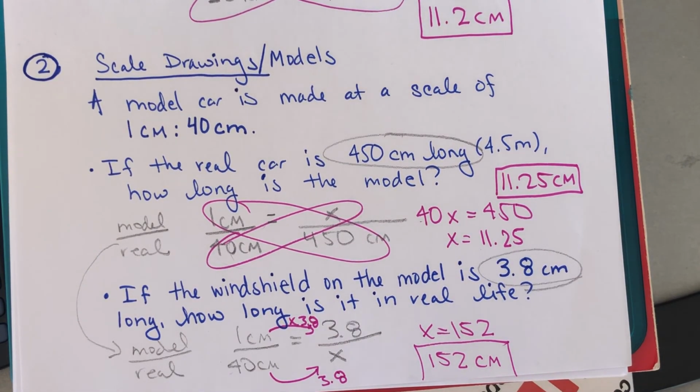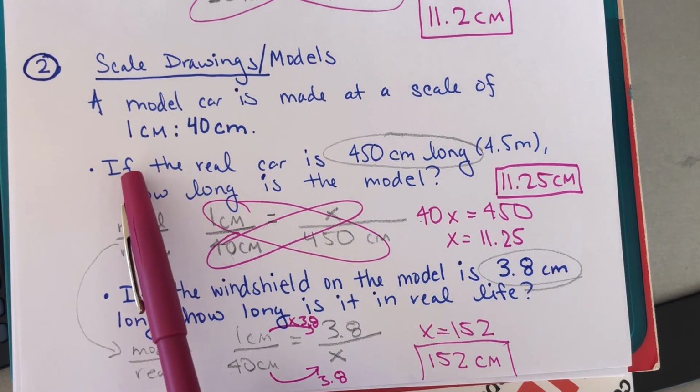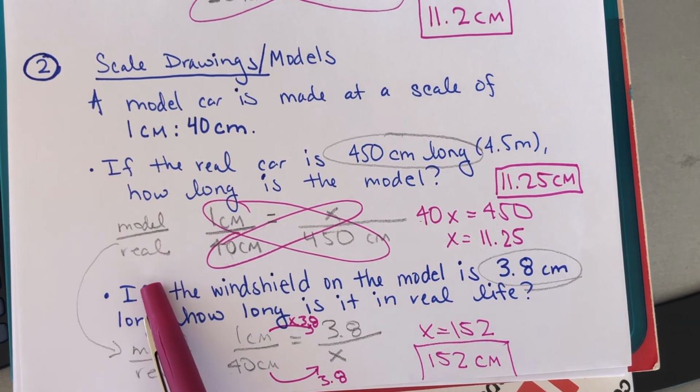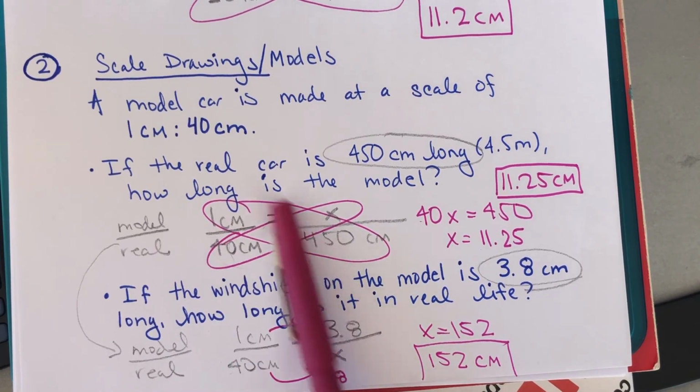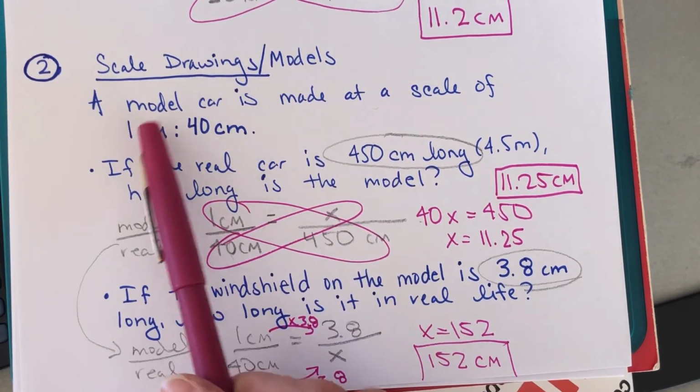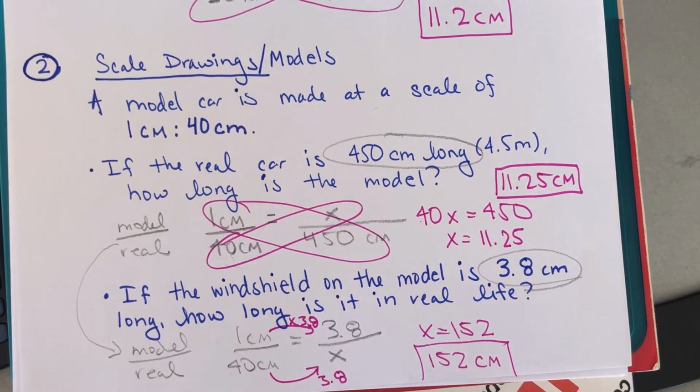So a few things to remember. Always decide which quantity is going to be on the top and the bottom of your proportion. One side of your proportion or one of the ratios should always be the scale, and then fill in the information that you know on the other side.